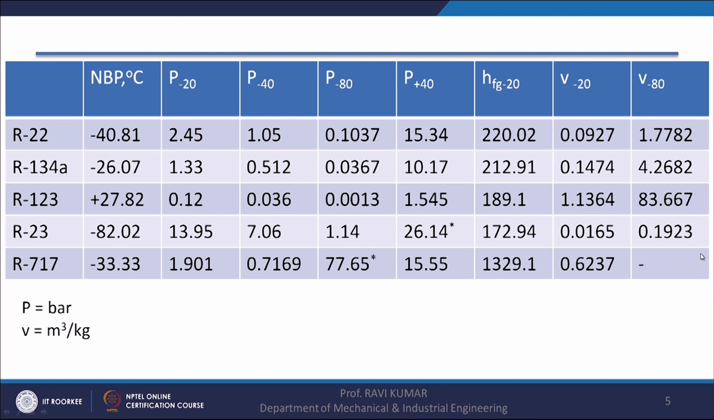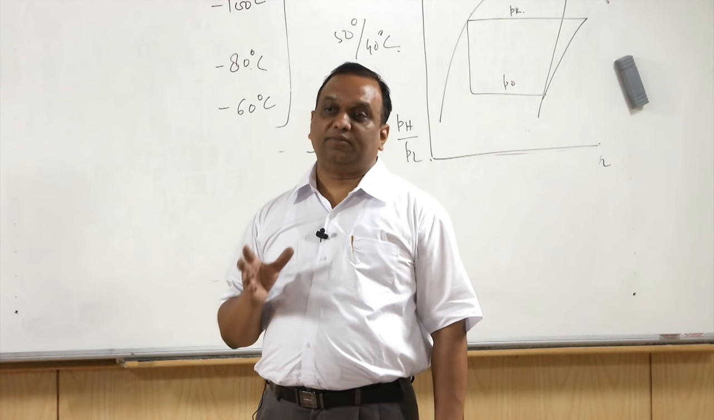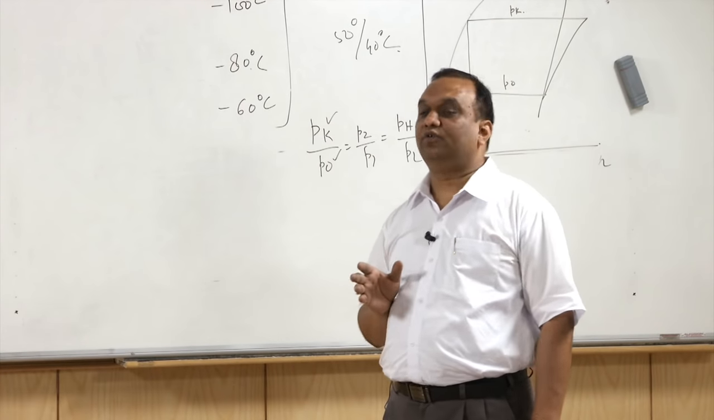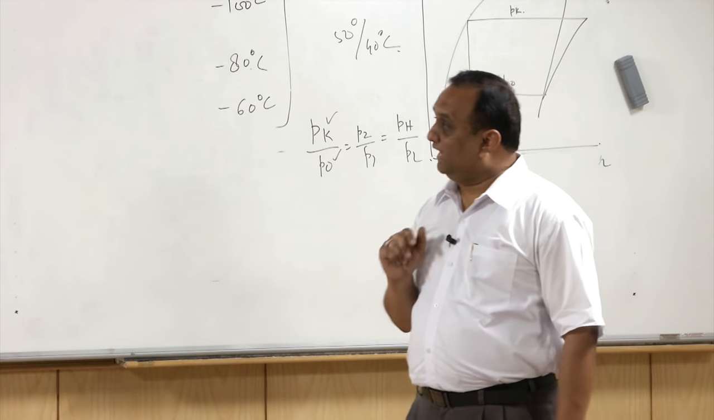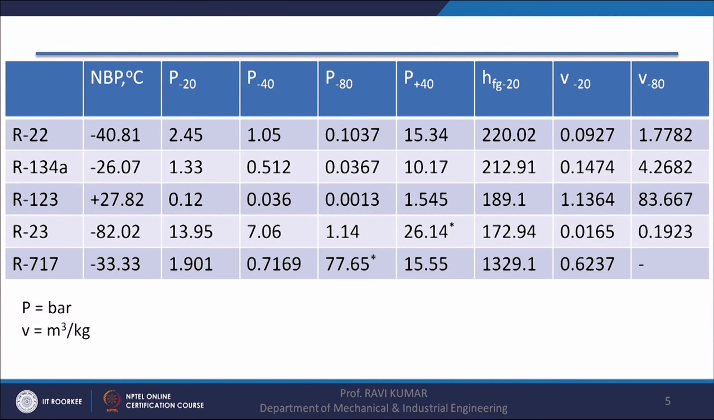Specific volume is important because specific volume at the exit of the evaporator decides the size of the compressor. So, specific volume of the vapor at the exit of the evaporator should be as low as possible. That is one thing. Second thing is, suppose I choose R23. For minus 80 it is okay, it is giving minus 82 degree centigrade at normal boiling point. So, it will boil below the atmospheric pressure, it is okay, I can use it for minus 100 also.